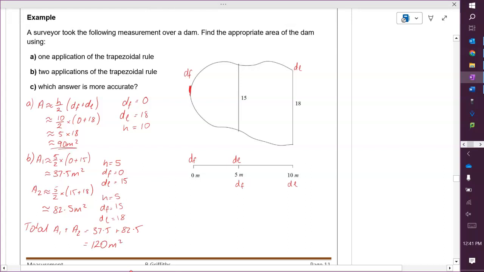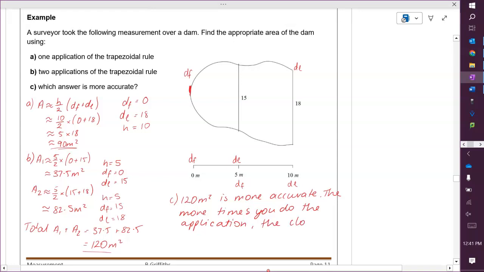So we can see there is a little bit of a difference here between those measurements. So for part C, it says which answer is more accurate. So we can say here that our 120 meters squared is more accurate. And that's because the more times that we do the application, so the smaller the pieces are, the closer we get to being accurate.